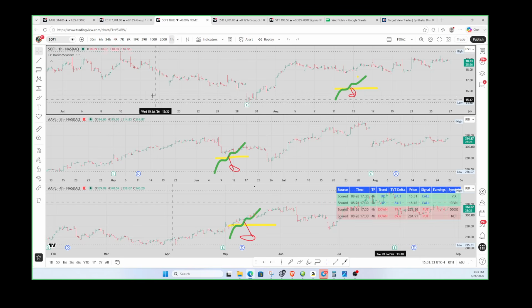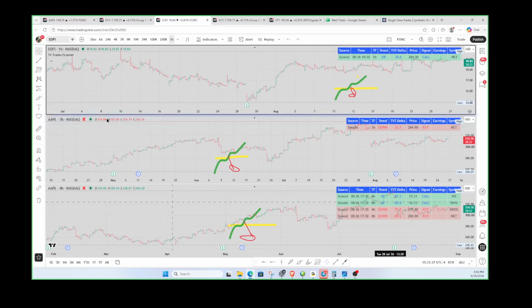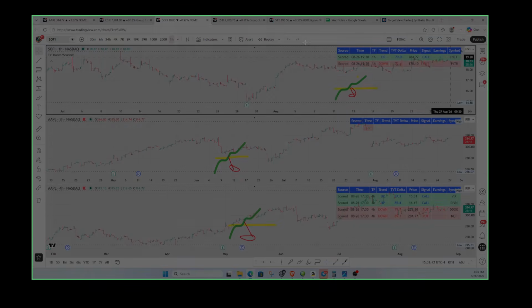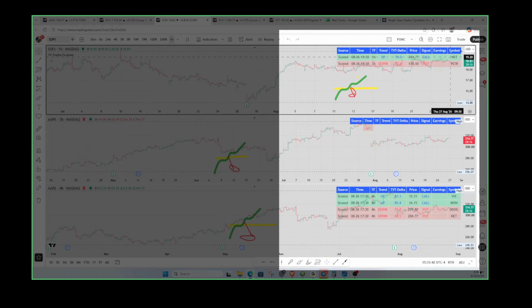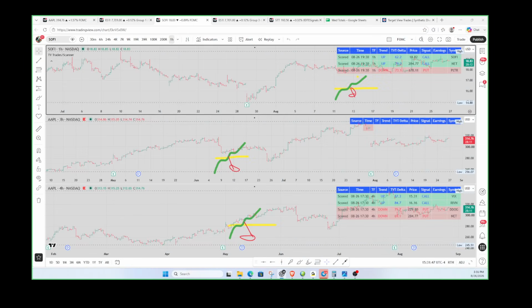So this is the FOMC scanner right now. And these are the results for the FOMCs. So I will say paste. So groups 1 and 4 and FOMC for 8/28 expiration.